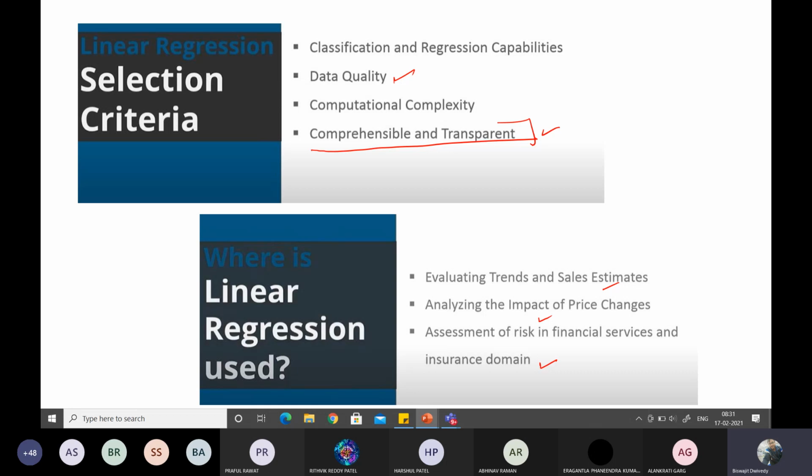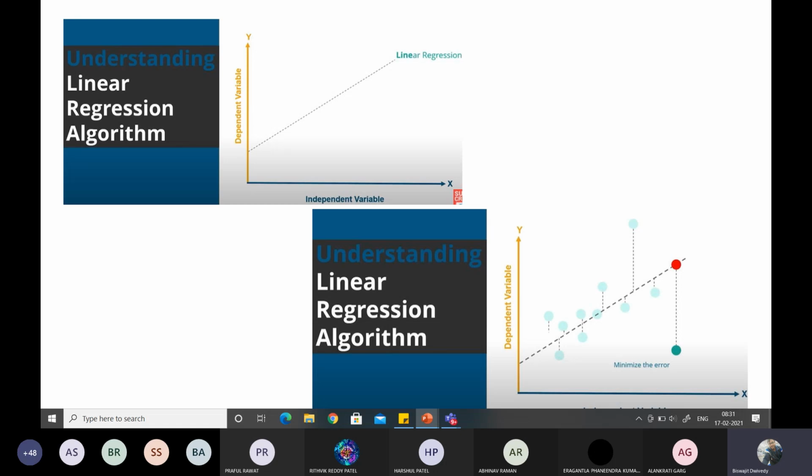We can easily understand the thing, and we can directly implement the process. So whenever the problem or the data set is transparent, at that time we should use this type of linear regression model. So today we'll be discussing a simple example, and I'll be showing you how to program this linear regression algorithm.